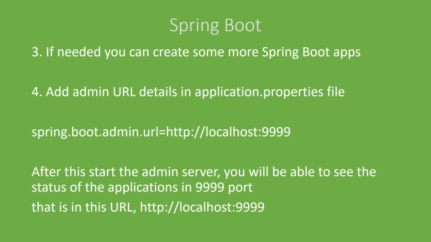The final thing is in the application.properties file. You can go ahead and add this line, which says spring.boot.admin.url equal to http://localhost:port, where port is your port number. You can have your own port number, and on this port the Spring Boot Admin server will be listening. After this you can start the admin server. You'll be able to see the status of the applications on this port.